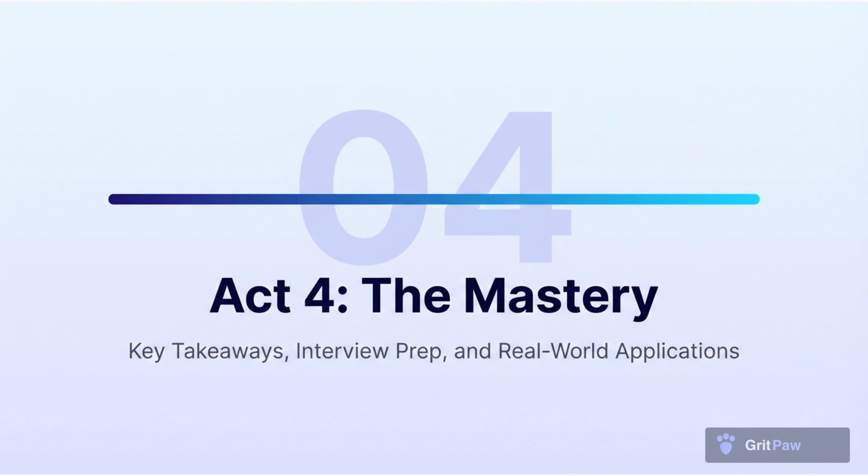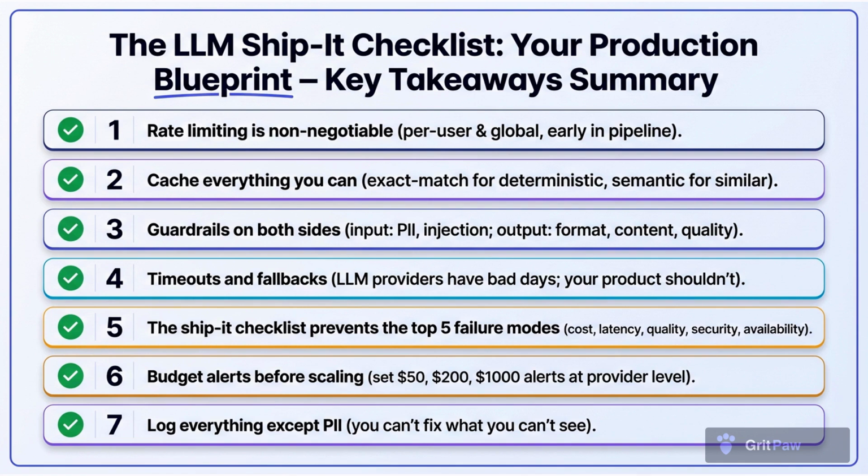Now, in Act 4, the Mastery, we will consolidate our learning. We'll revisit the LLM Ship-It checklist as a comprehensive summary of best practices, ensuring you have a clear, actionable framework for your own projects. We will also equip you with the one-liner knowledge crucial for technical interviews and discuss real-world examples of LLMOps in action. This final act is about cementing your understanding and preparing you to confidently deploy and manage LLM systems in any enterprise environment. Let's synthesize our knowledge and prepare for true mastery.